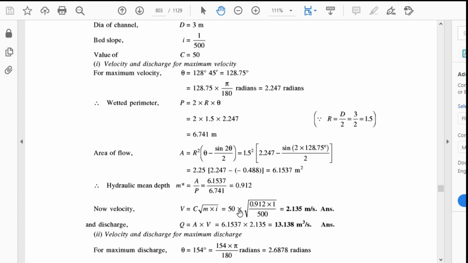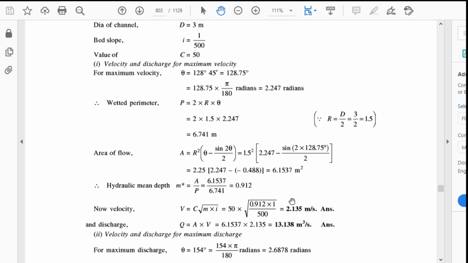The i value is known to us, so the velocity for maximum velocity is v equals C root m i. Substitute the values, you will get 2.135 meters per second as the velocity. Discharge will be velocity multiplied by area, so you will get the discharge as 13.138 meter cube per second. This is for the maximum velocity condition.